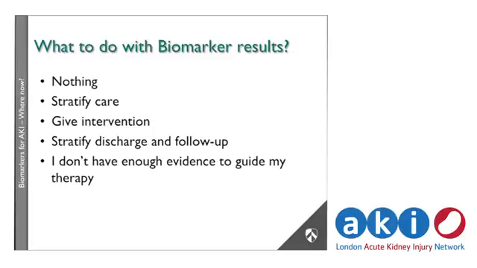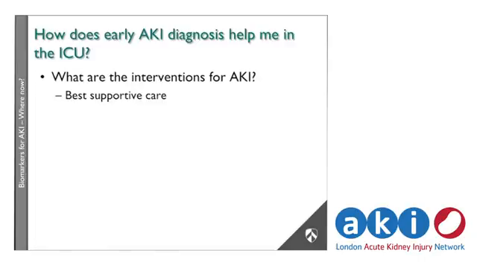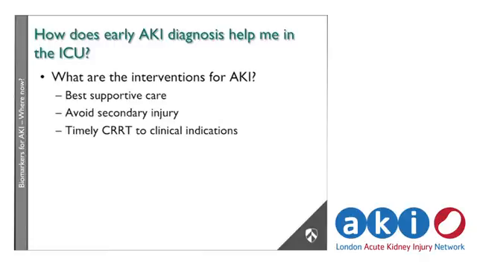Do we stratify care? Do we give an intervention? Do we stratify discharge and follow-up? We could say that we don't have enough evidence to guide my therapy. I want to gather some evidence, okay? And you could also say, is the ICU the right place, okay? In the ICU, what are the interventions for AKI? They're best supportive care, avoiding secondary injury, timely CRRT according to clinical indications, okay? That's ICU care for AKI.